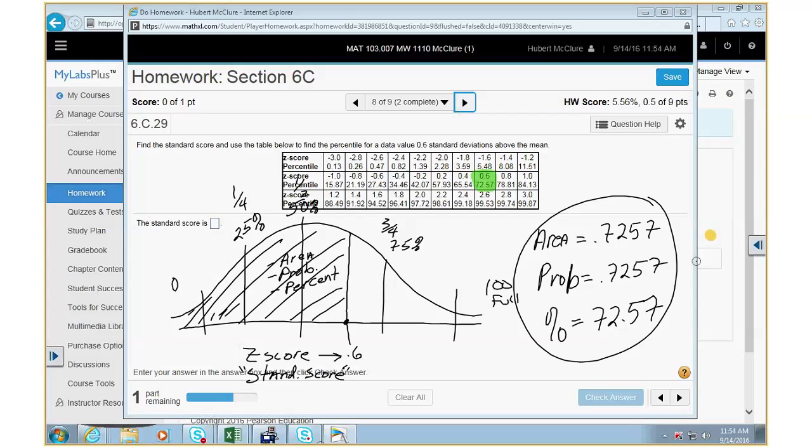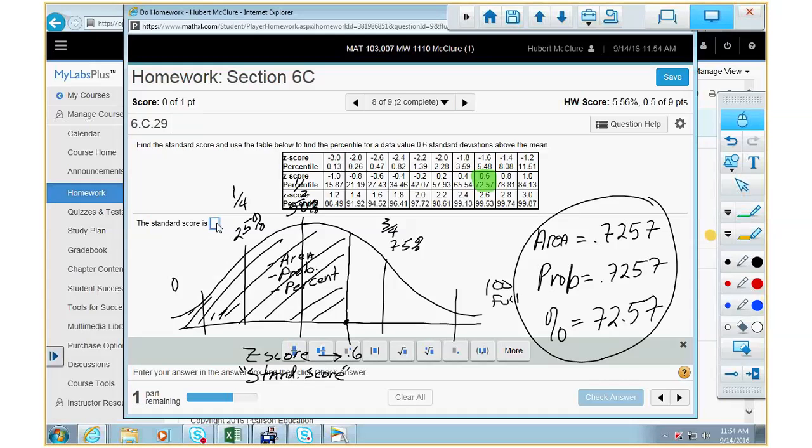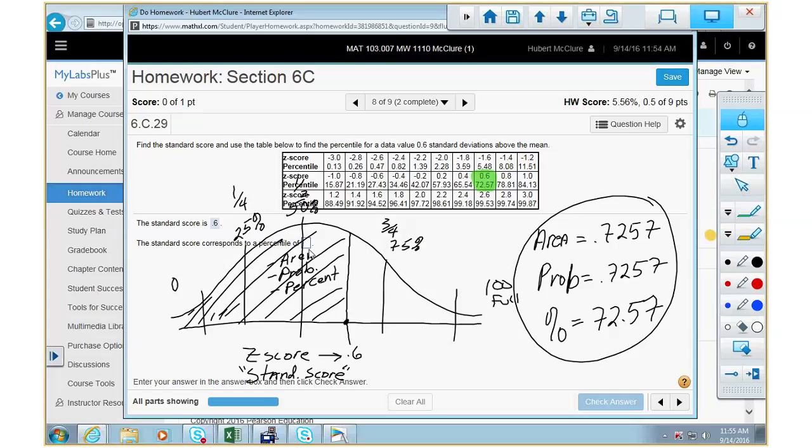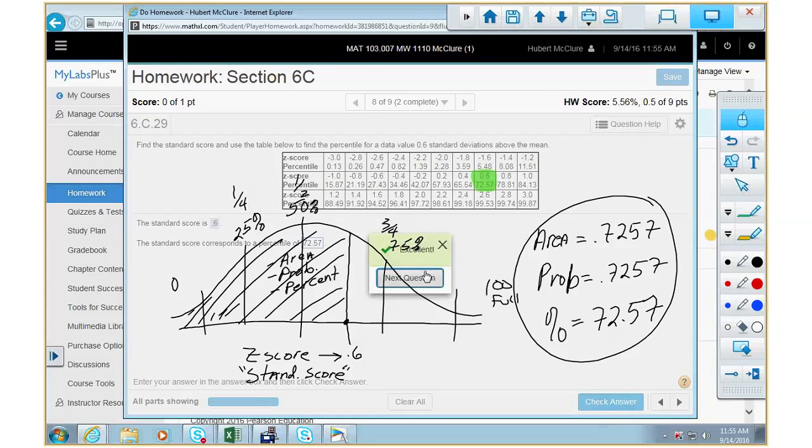0.6 is what they give you. The answer is 72.57 is the area. The z-score is 0.6. Why are they asking the same thing over and over? It's one more part remaining. I'm sorry, I'm trying to answer. Have I told y'all this book sucks? Yes, it does. Okay. 0.6 corresponds to the percentile of 72 point what? That's dumb. That's just dumb. That's a waste of time.